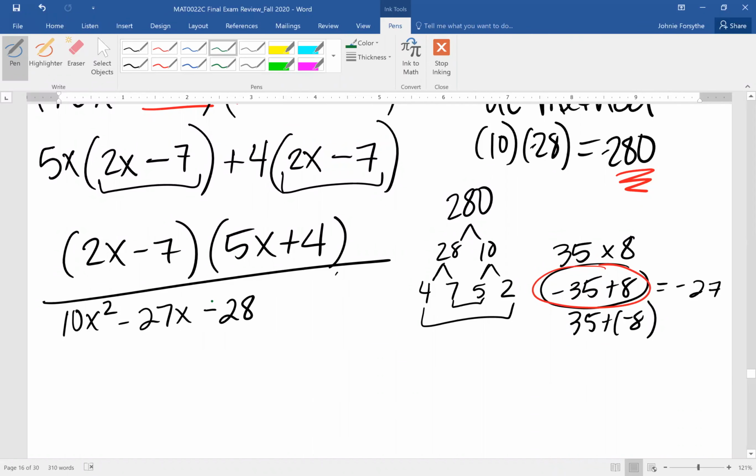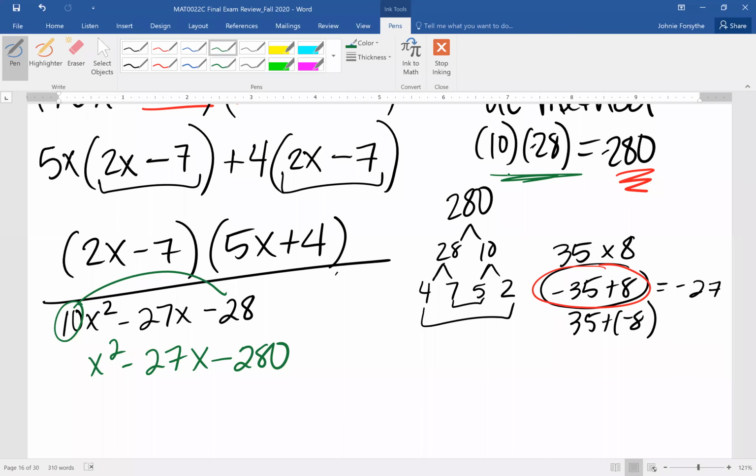Okay, so method number 2. I'm still going to do that 10 times negative 28. What I'm going to do when I get that AC, I'm going to make that be my new C in like a new trinomial. I'm going to drop the 10. I'm just going to bring down that x squared minus 27x minus 280. So I'm getting that minus 280 from the AC method. So now I'm going to factor this kind of new trinomial I made up using the sign rules that I mentioned earlier.